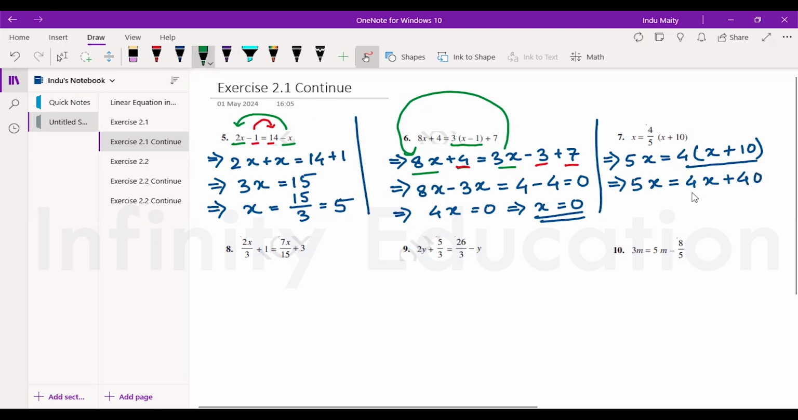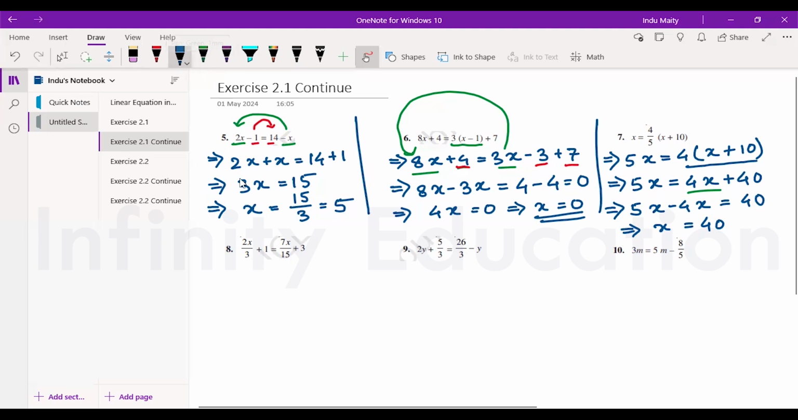Now, we have positive 4x on the right side and we don't have anything constant on the left side. So we are not taking any constant for this particular case. And when we take this positive 4x from the right side to the left side, this positive will be converted to negative. So this will be x equal to 40 for this equation. Clear?